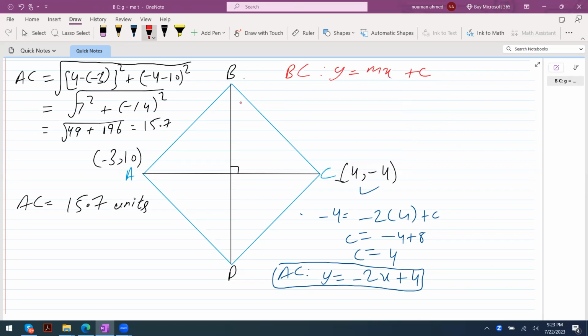We don't have a point. Okay, what should we do? We can find the gradient because both lines are perpendicular. So if the gradient of AC was minus 2, so minus 2 times M2, let's call this M2, is equal to minus 1. The product of the gradients of perpendicular lines is minus 1. So M2 is equal to 1 over 2. How will we find C? Can anyone please tell me?